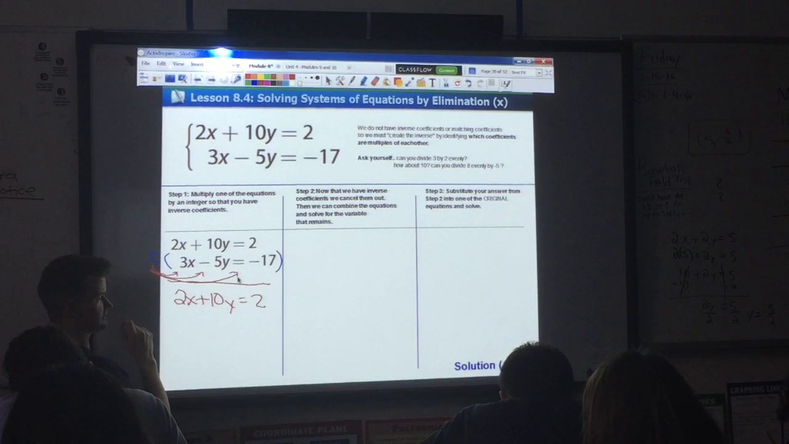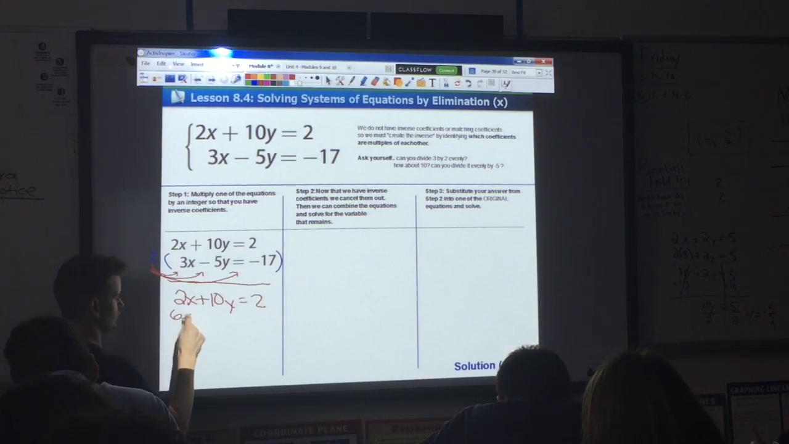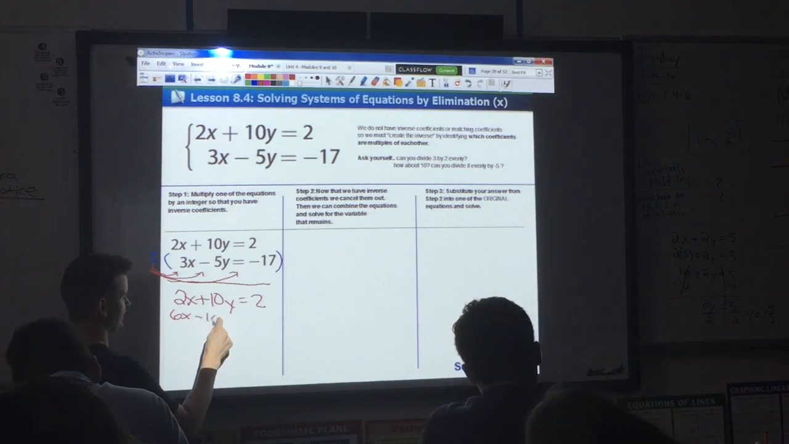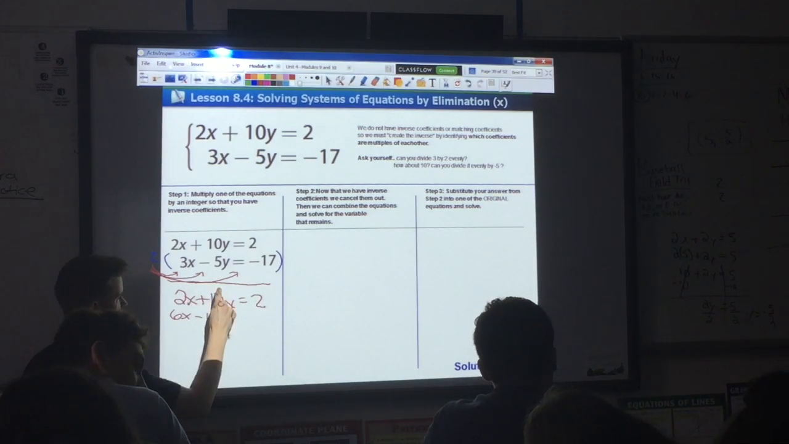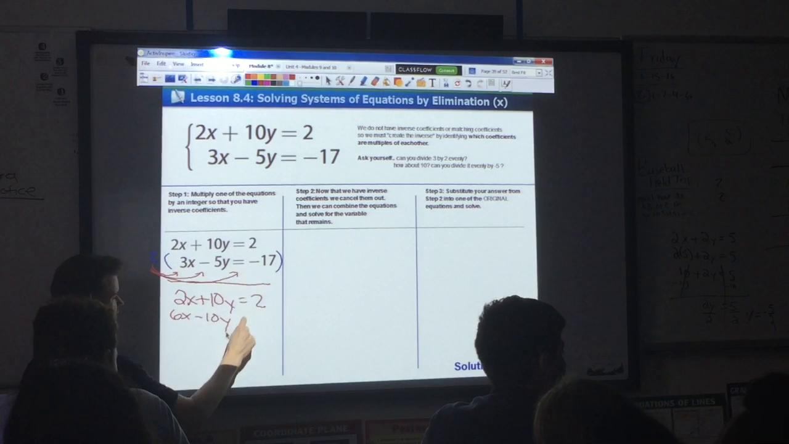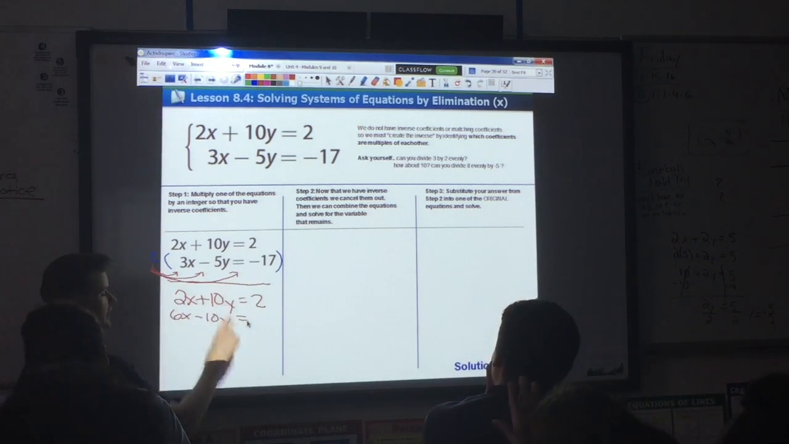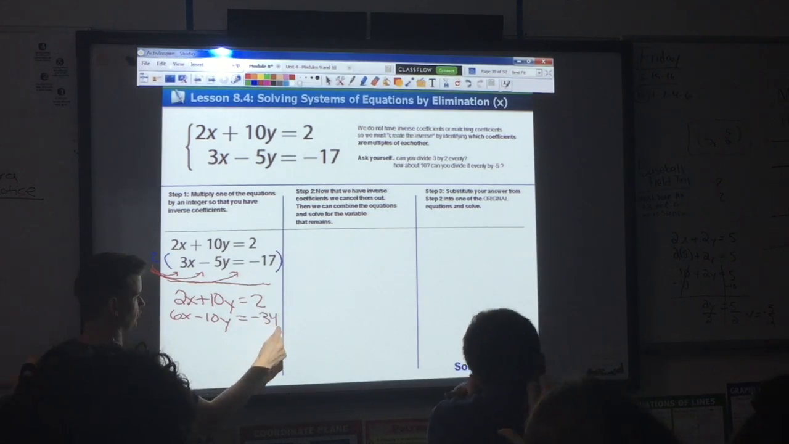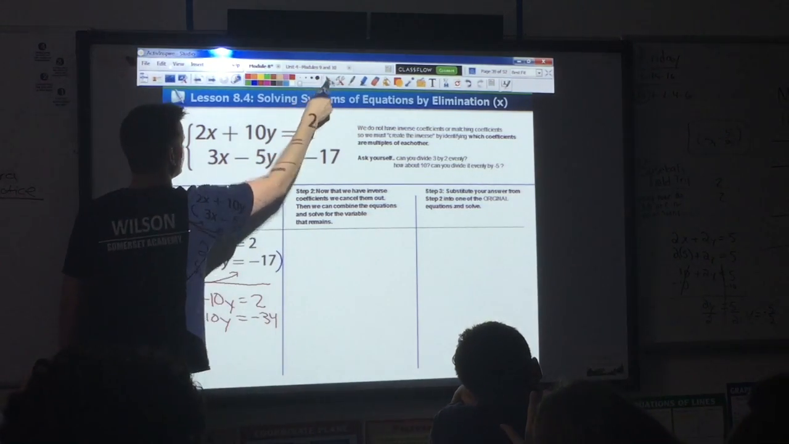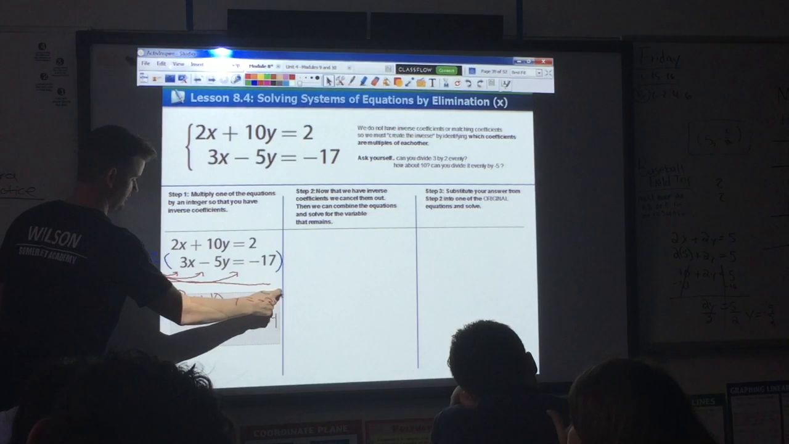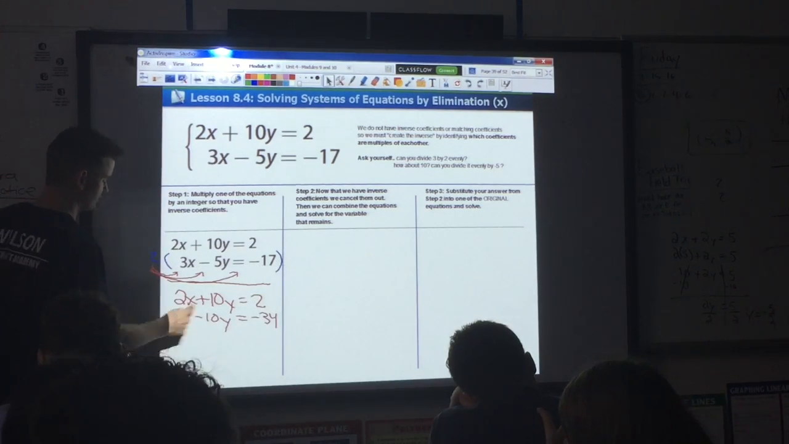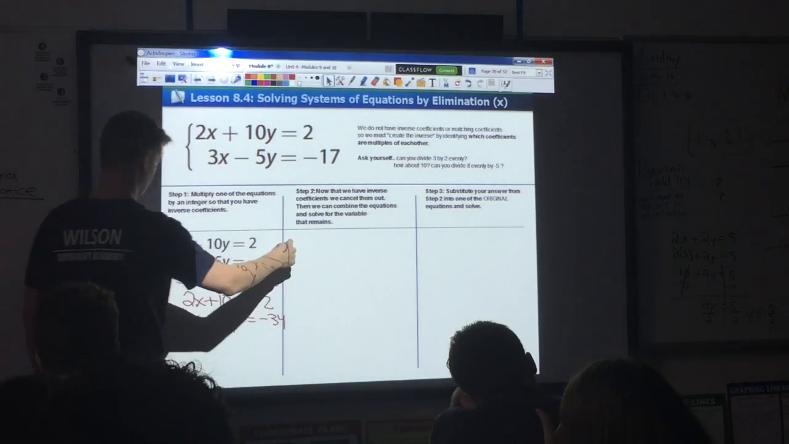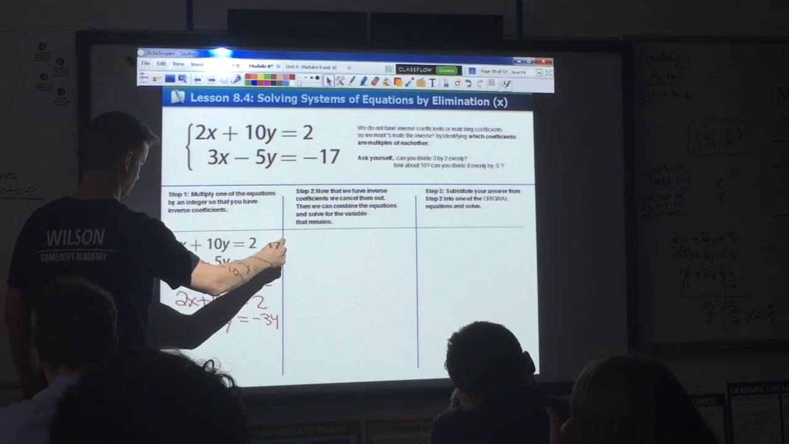What is 2 times 3x? 6x. What is 2 times -5y? -10y. That's what I was looking to create. I have my inverses right here now. I'm just going to finish up the multiplication. Equal sign. 2 times -17 is what? -34. Perfect. Now that I have both of my inverses, we'll just leave it there. This is all connected now.